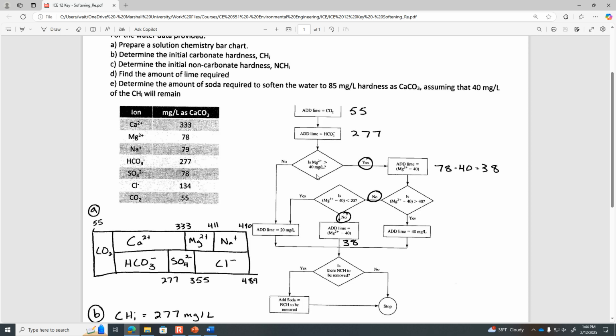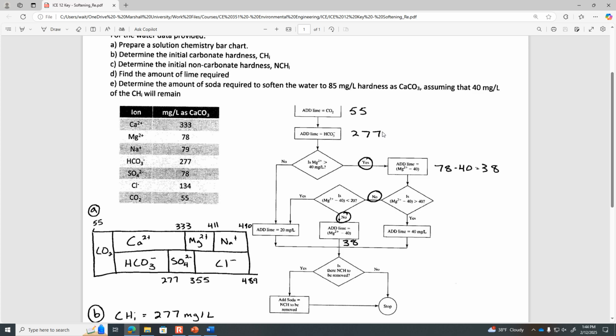Okay, next in the flow chart, it asks us, is magnesium more than 40 milligrams per liter? In our case, we have 78 milligrams per liter of magnesium. So yes, that puts us over here. And it says to add how much lime? Magnesium minus 40. Okay, so we're going to add 38 in addition to 55 and 277.